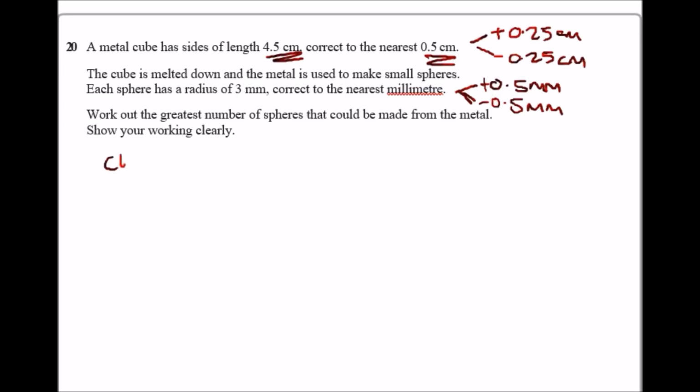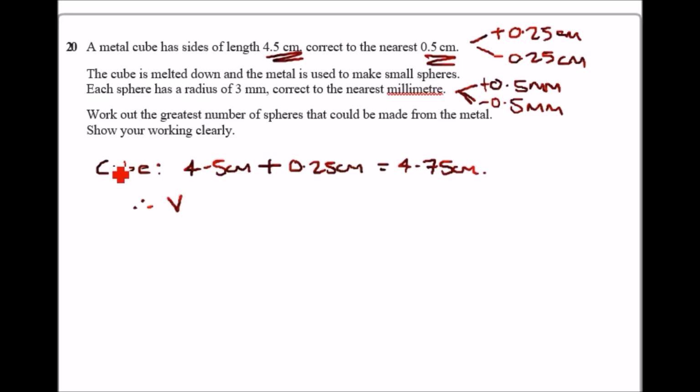So for a cube, at least in this case, we want to find the greatest number, right? So you want to find the upper bound for a cube. The upper bound for a cube would be 4.5 centimeters plus 0.25 centimeters. This is going to give us a maximum upper bound of 4.75 centimeters. Good. And then this is per length. So because it's a cube, the volume of a cube would be 4.75 cubed. Okay, and the answer here would be in cubic centimeters.